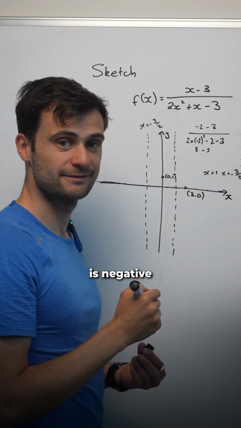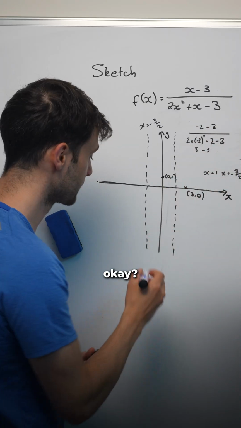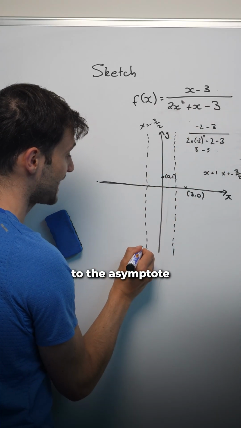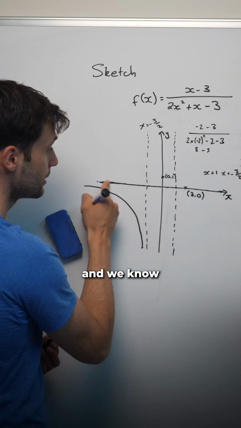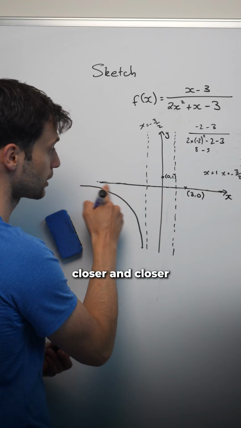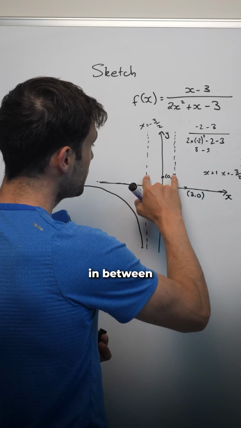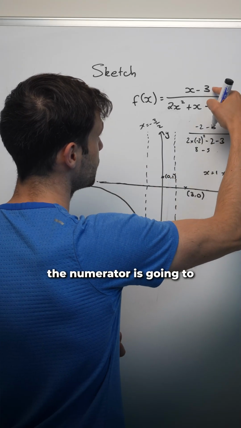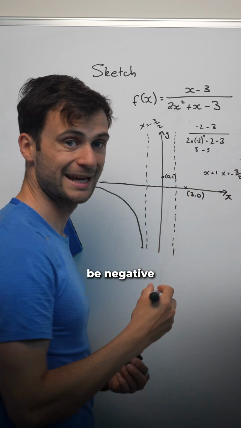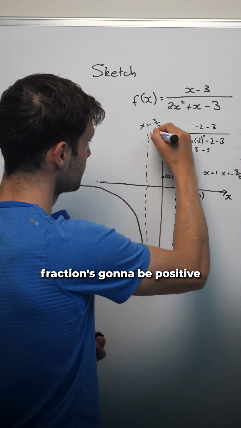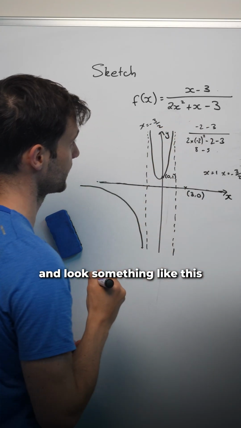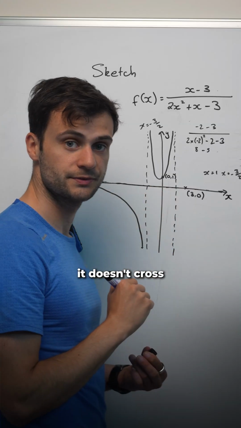So our numerator is negative, but our denominator is positive, okay? So that means the overall fraction is going to be negative, and very close to the asymptote, we're going to be coming up in this direction. And we know it doesn't cross the x-axis on this side of the graph, so it's just going to get closer and closer to this asymptote. In between these two values, the numerator is still negative, but also the denominator is going to be negative. So the overall fraction is going to be positive, and it's going to come down from the positive infinity direction and look something like this. And again, we know that it doesn't cross the x-axis here.